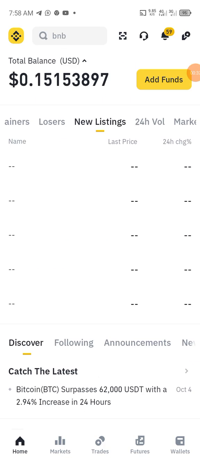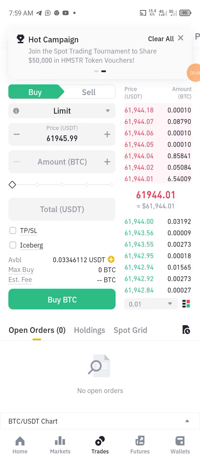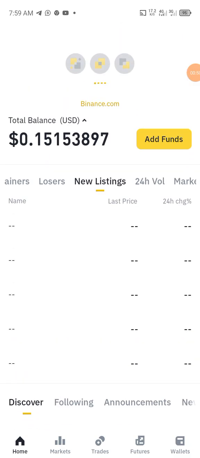All you need to do is make sure you have a verified Binance account. And if you are using Bybit, you can also do this as well. This strategy is going to be executed on BTC, which is the superior of all coins.